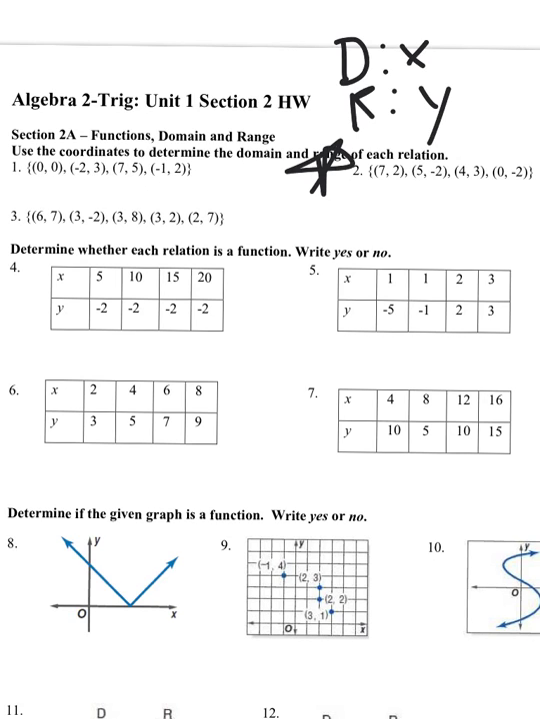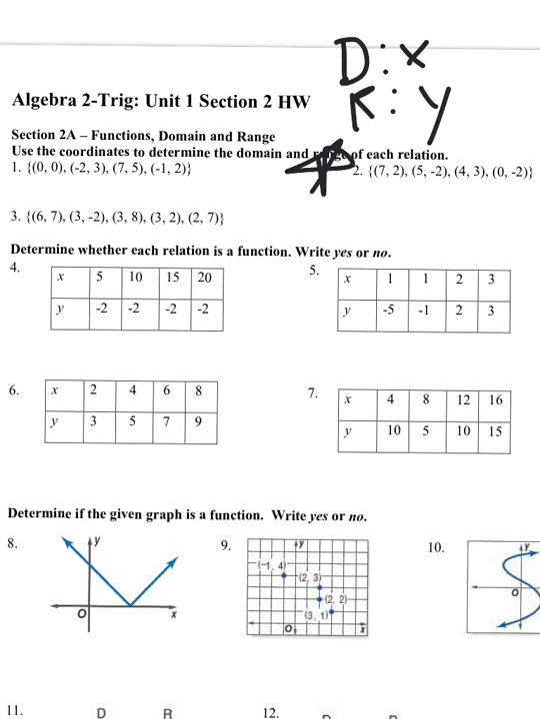Now, numbers 1, 2, and 3 are ordered pairs in what we call a relation. A relation is a set of ordered pairs. So when you graph them, you don't connect the points if it's just a relation. If you get an equation or function, then you are connecting them. And that's the key thing to keep in mind.